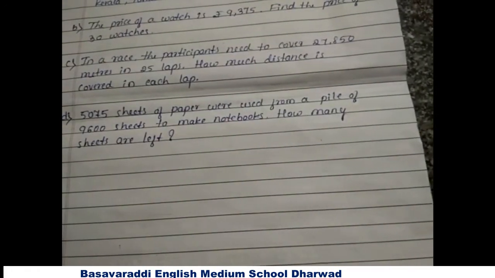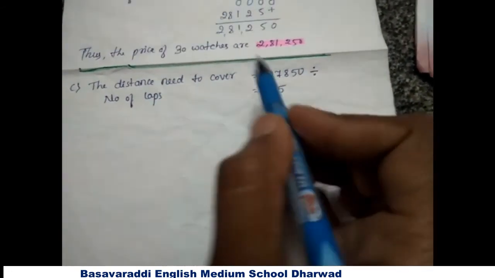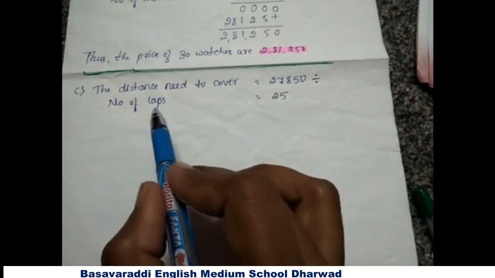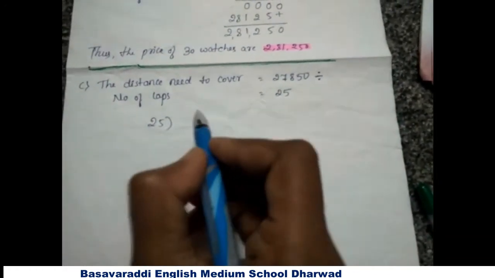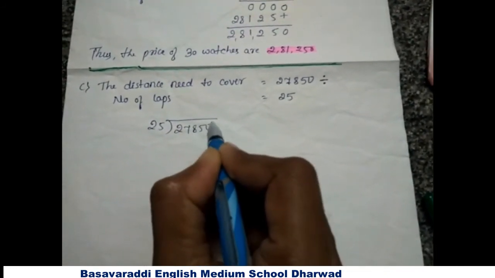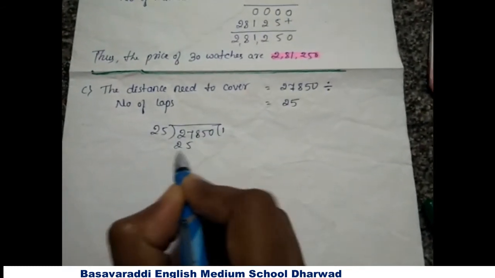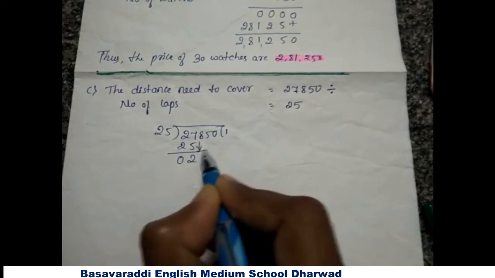So the question belongs to the division problem. Do the division here. The distance need to cover, that is 27,850 meters, divided by the number of laps, 25. Yes, right. The 25 is the divisor and 27,850 becomes the dividend. So 25 ones are 25. 7 minus 5 is 2. 2 minus 2 is 0. Next, bring down the 8.